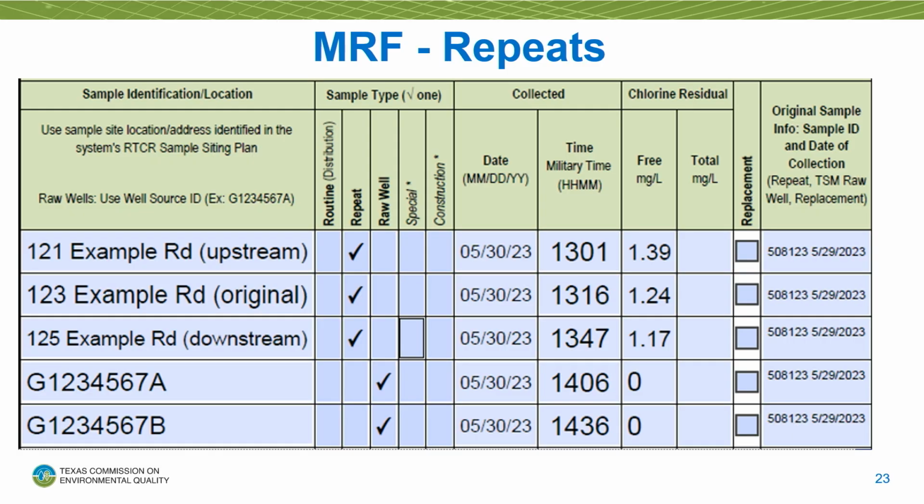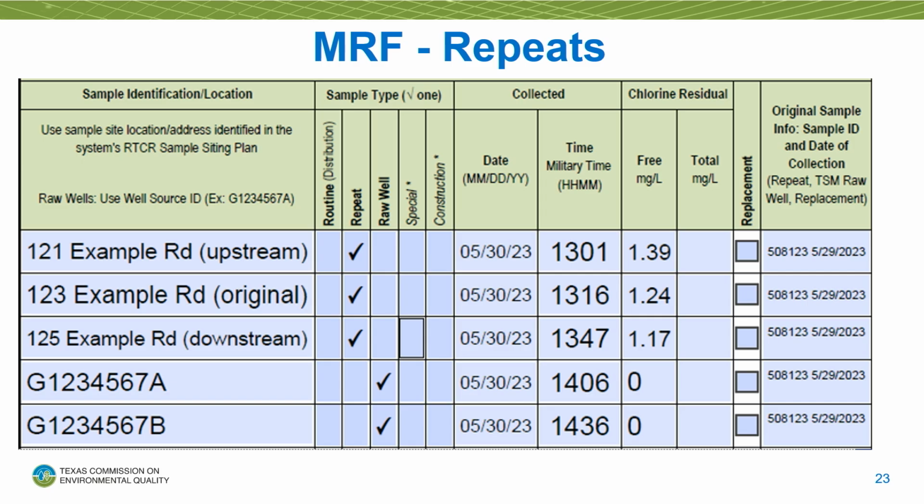So this is what your form will look like when you're completing your repeats. You can see here the top 3 samples. They have the upstream, the original, and the downstream, all according to their sample siting plan. These are marked as repeat on the form. They have the date and time of collection, and a measured chlorine residual.